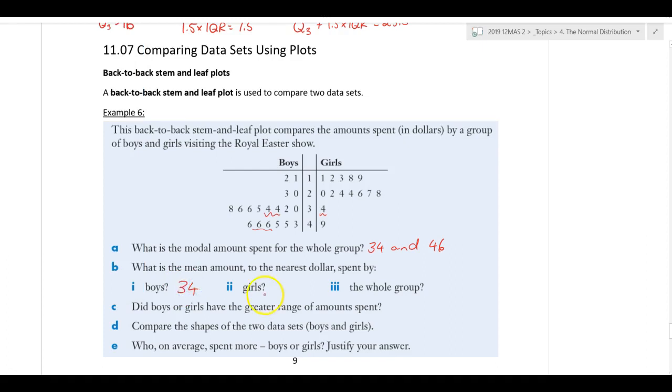Now, I can put in the data for the girls and the whole group, or I can just type them in, I suppose. It's pretty slow and painful. You get the idea. We've practiced those enough. If you need a hand, ask me in class.